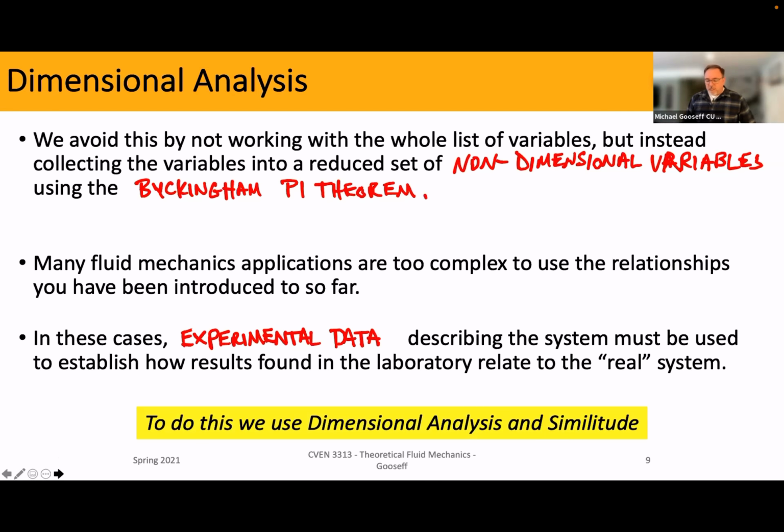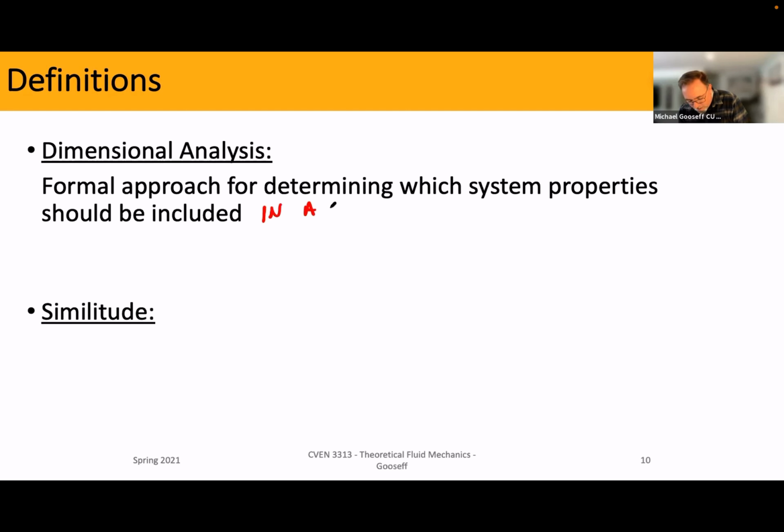What we need to do is work through this dimensional analysis. So we use dimensional analysis and something we call similitude to try to relate these scaled relationships. Okay, what is dimensional analysis? Dimensional analysis is a formal approach for determining which system properties should be included in a laboratory model. We can think of that as a laboratory scaled model, and how they can be related.